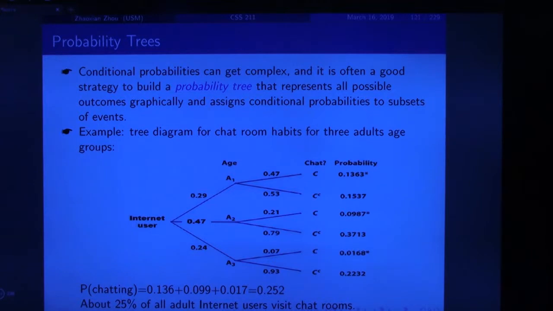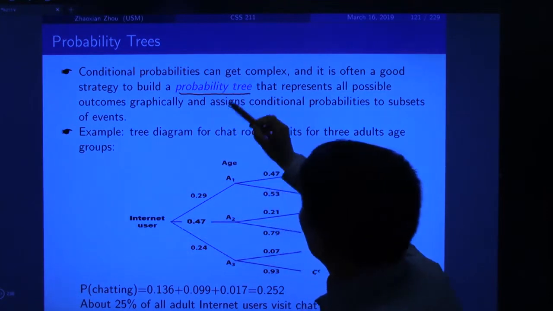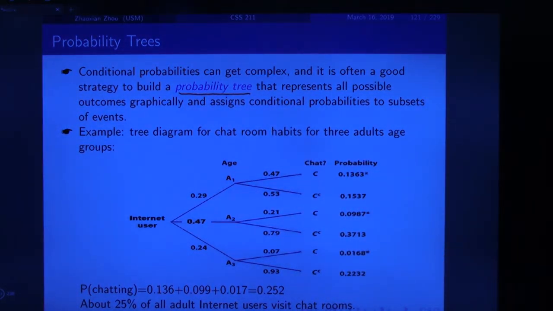We already know conditional probability can be very difficult to calculate. But we have good news. We have a special technique called a probability tree. We can use this probability tree to simplify the calculation. A probability tree represents all possible outcomes graphically, because it's a tree, and assigns conditional probabilities to a subset of events.